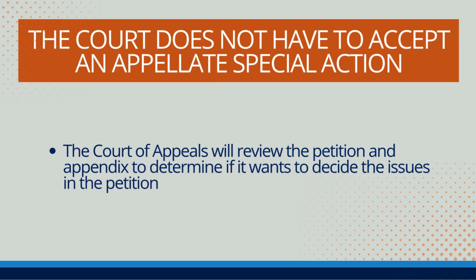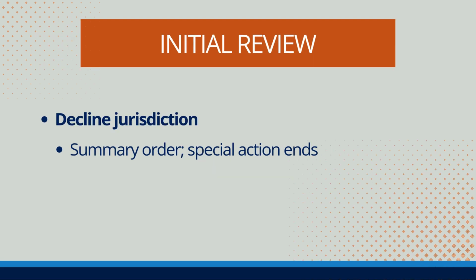The Court of Appeals does not have to accept an appellate special action. It will review the petition and appendix to determine whether it wants to decide the issues raised in the petition. The video called Things to Know About Appellate Special Actions explains what the court will look at to make this decision. If the judges decide not to take the case, they will decline jurisdiction in a summary order, and the special action ends, or the judges may allow you to respond to the petition.